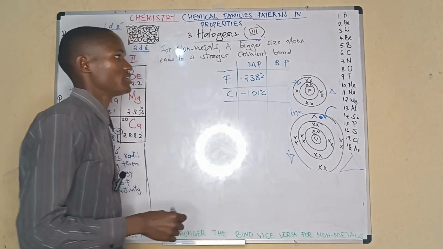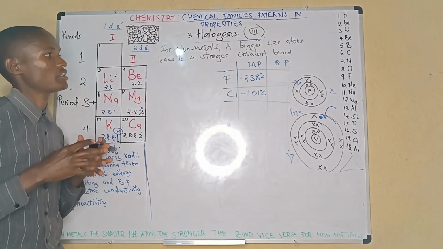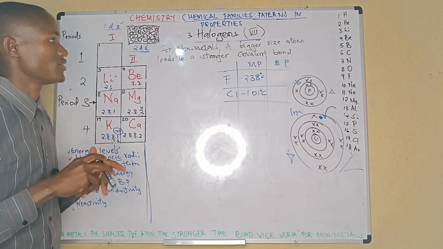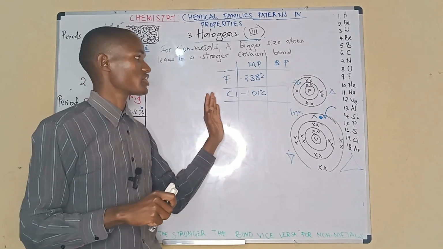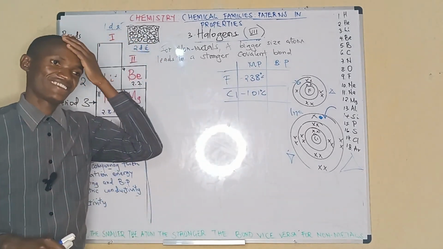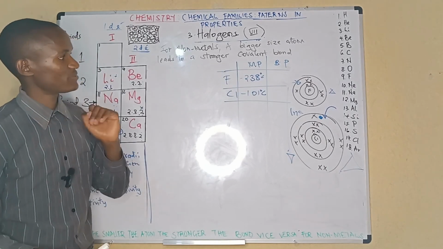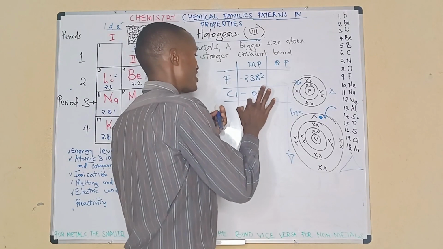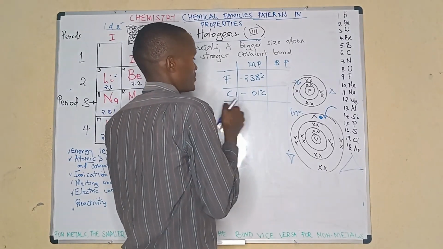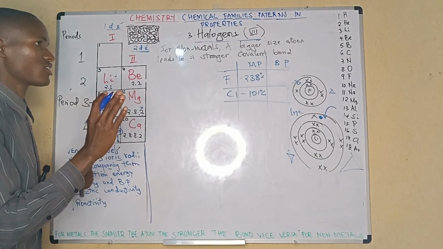And when it comes to melting point, we'll have to interpret this mathematically. Yes, let us interpret it mathematically. The melting point of fluorine is negative 238. The melting point of chlorine is negative 101. Now from my mathematics, let us see which one is higher. Which one is higher between the two? Is it fluorine or is it chlorine?